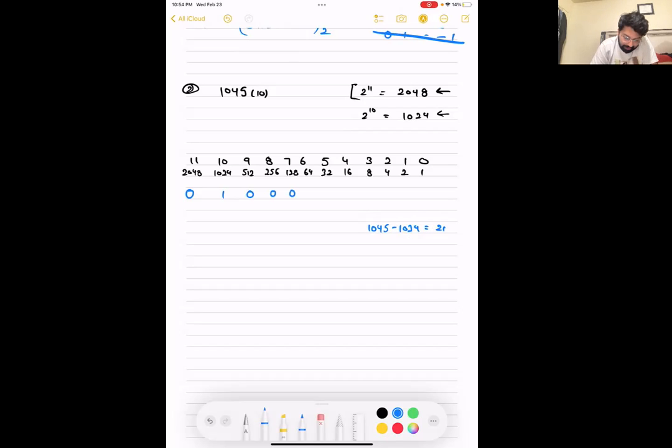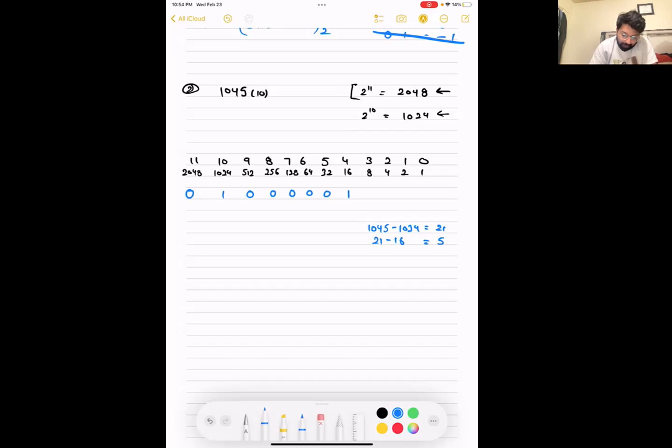128 will give us a negative number. 64 will give us a negative number. 32 will give us a negative number. Now 21 minus 16 will give us a positive number. So we can use that bit, that place. So we're going to put this one because we subtracted.